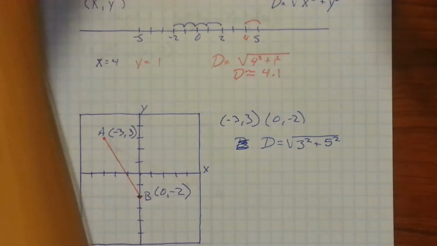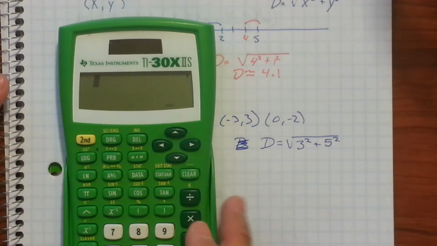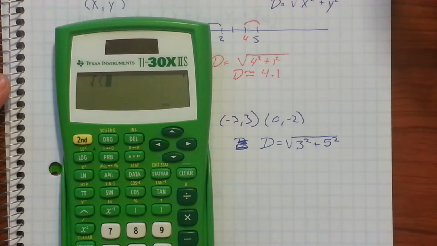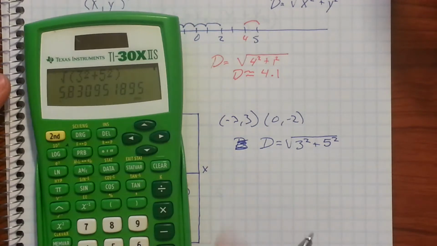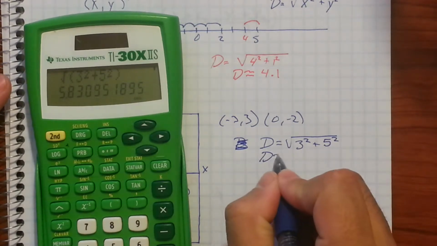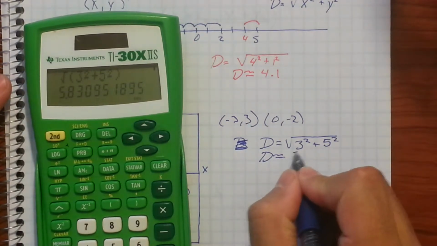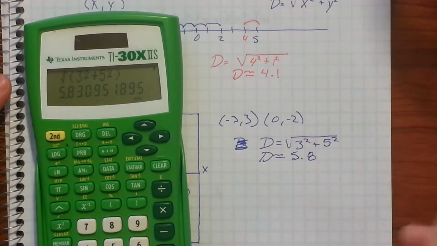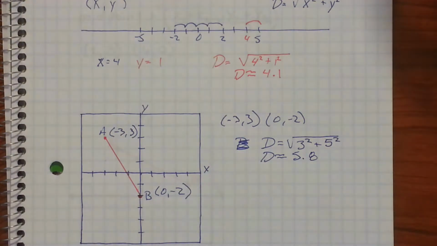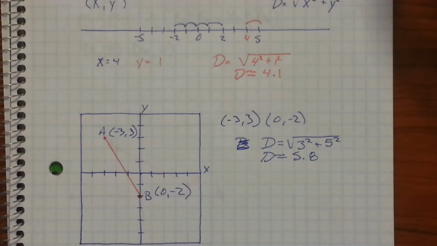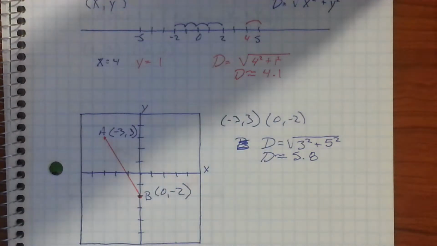Now we can go ahead and plug that into my handy dandy calculator. 3 squared plus 5 squared, close, and we get d is about 5.8. Okay, so now let's go ahead and take a look at a couple more examples of what we have right here.